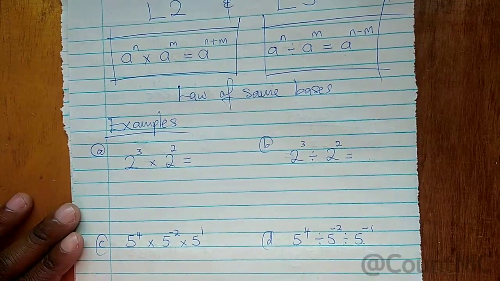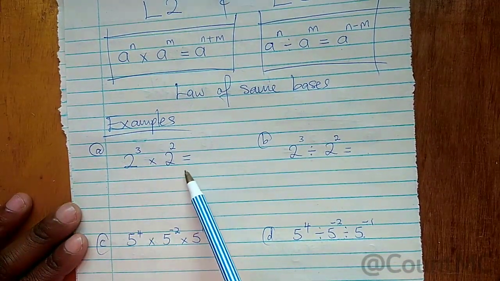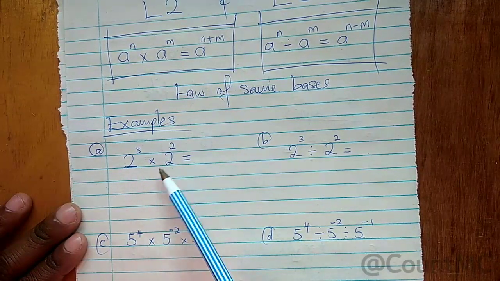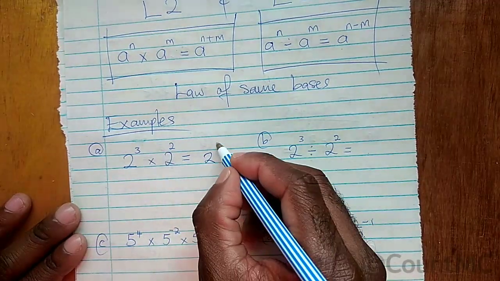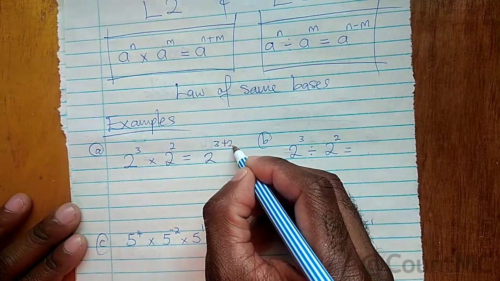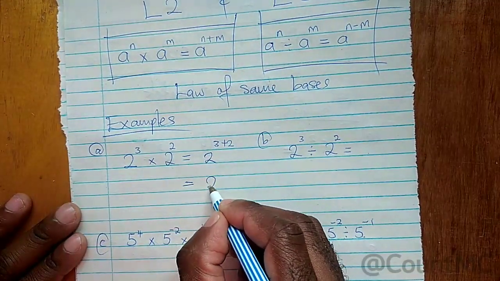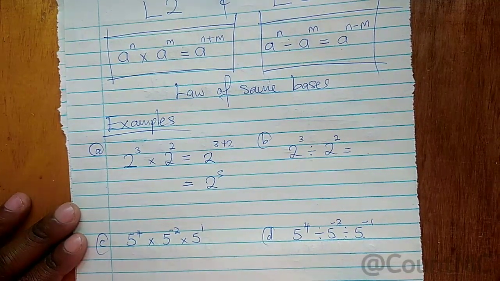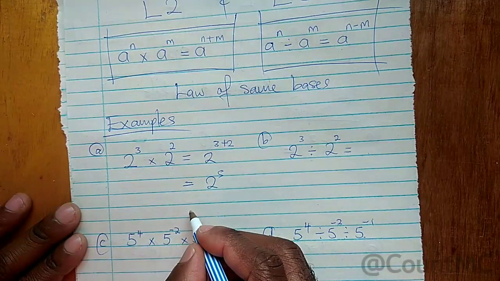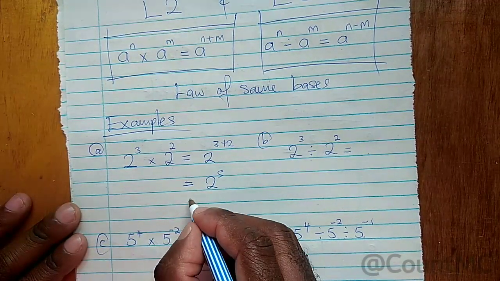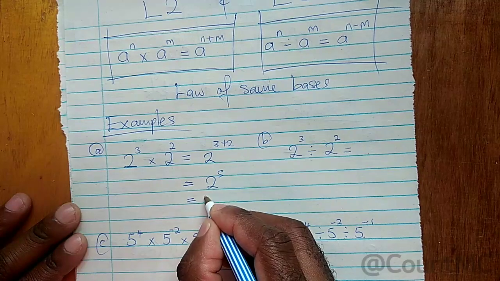Let's quickly recap the examples. 2 to the power 3 times 2 to the power 2, the bases that I'm multiplying are the same, so I'll just write a 2. Then I add the powers, 3 plus 2. This will be 2 to the power 5. You can simplify this if you want. 2 to the power 5 is 2 times 2 times 2 times 2 times 2. You get 32.